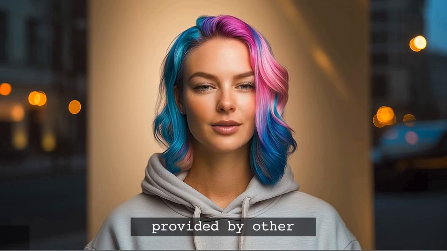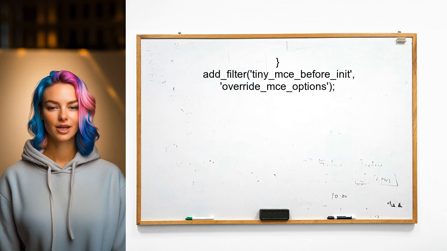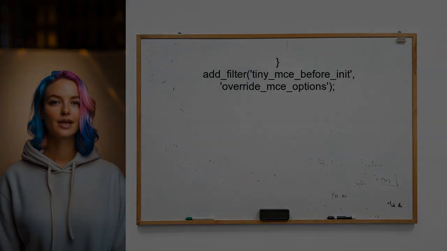Now let's look at the answers provided by other users. One alternative solution suggests allowing empty span tags if they have an ID, name, class, or style attribute. This is done by modifying the TinyMCE options in WordPress. The user provides a code snippet that adds these attributes to the valid elements, which helps retain the empty span tag. Now, let's see a response from a different user.